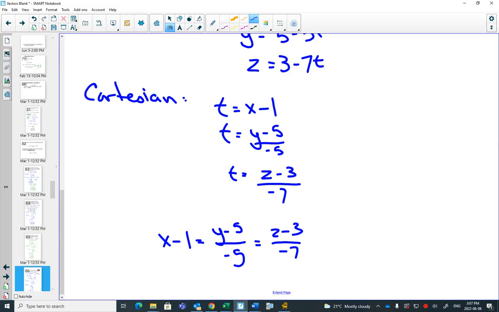Hence why we don't have a very good way of doing it. It's not like, oh, in grade 10 you learned y equals mx plus b. That's why we didn't learn some crazy nice equation for 3 dimensions in grade 11, because it doesn't work very nice.